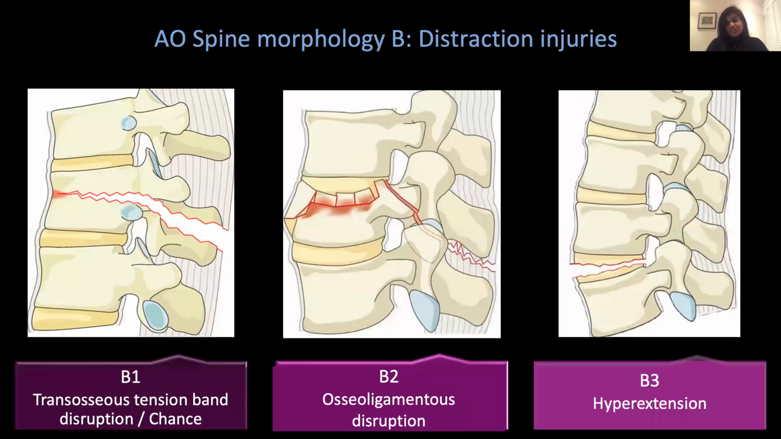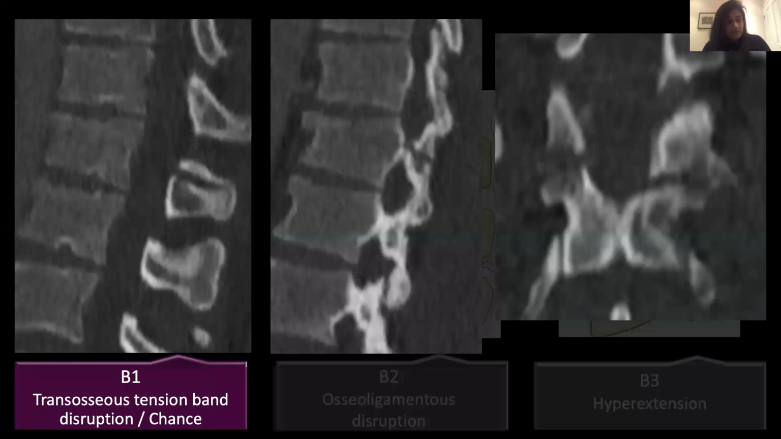So then we move on to the distraction type injuries. So these are the chance type fractures. The first type is the transosseous tension band, which is a purely osseous chance. The B2 is the osteoligamentous chance, and the B3 is a hyperextension injury, not a hyperflexion. The first two usually result from hyperflexion, but like I said, try and avoid using the mechanism terms.